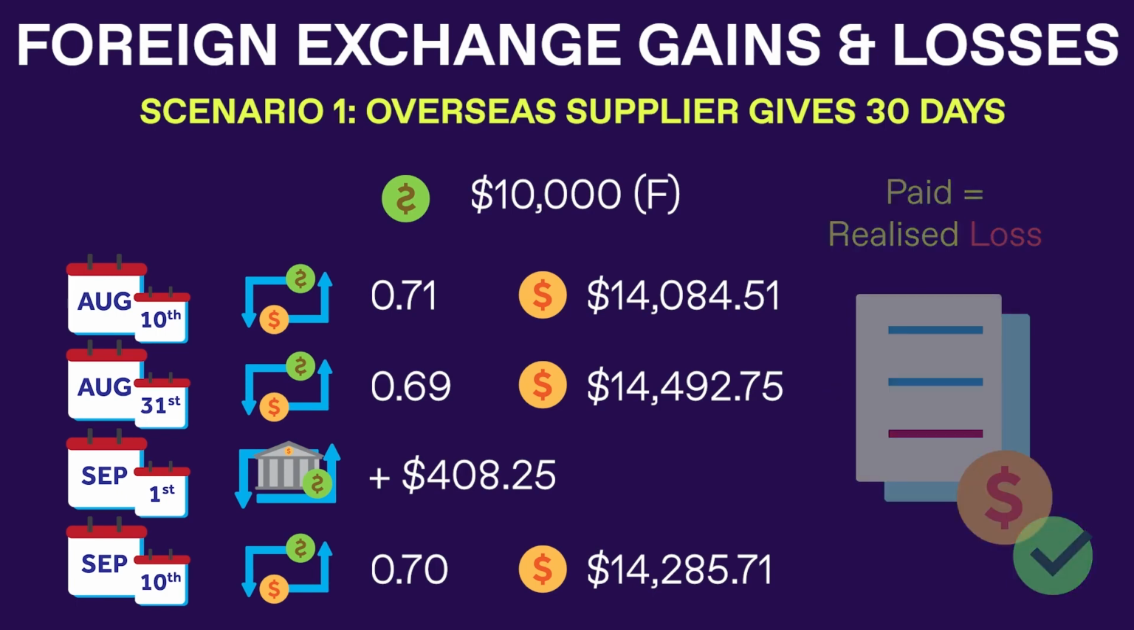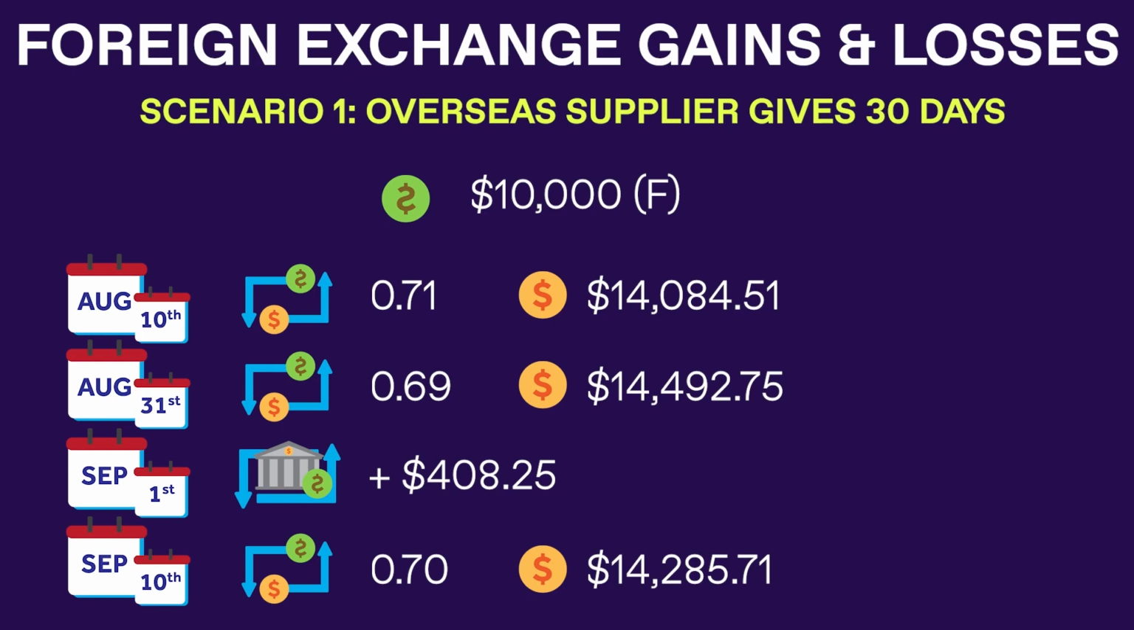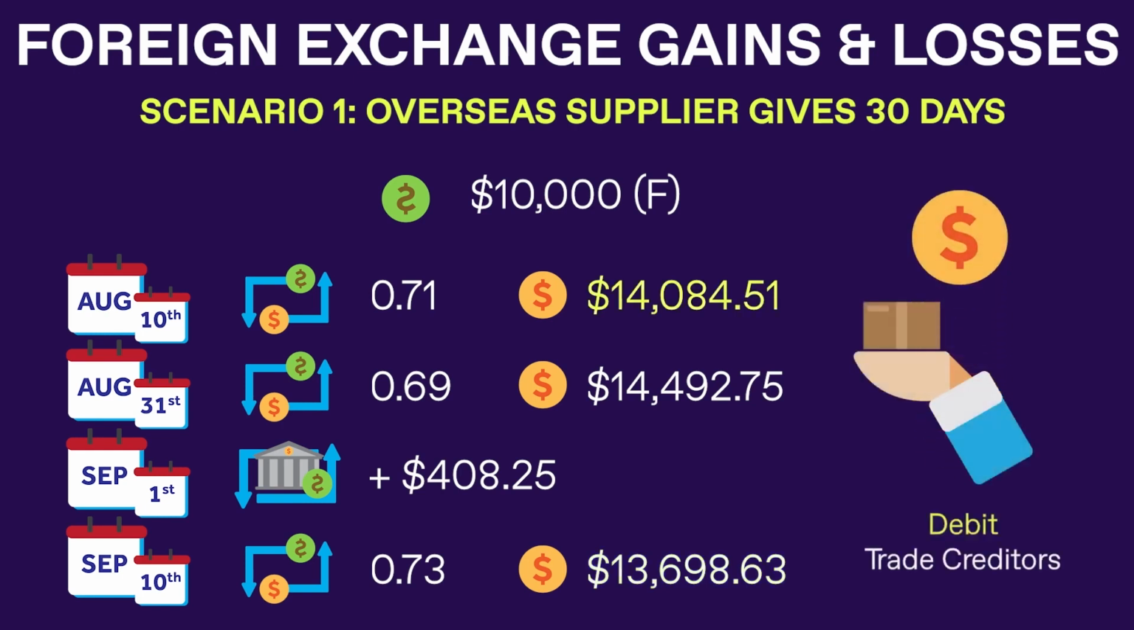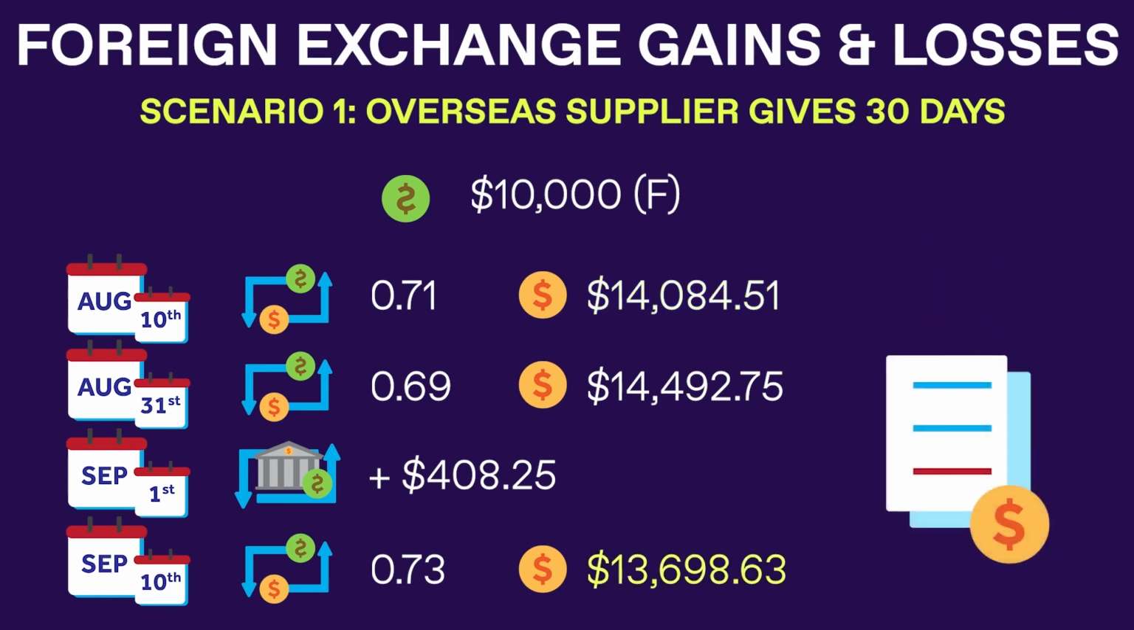What if we were to use the same equation, but the foreign exchange went in our favor? We still have the invoice of $10,000, but this time we've got 0.73 cents in the dollar as the exchange rate. We only need to pay now $13,698.63. We still debit the trade creditors for the $14,084.51. We only have to pay $13,698.63.